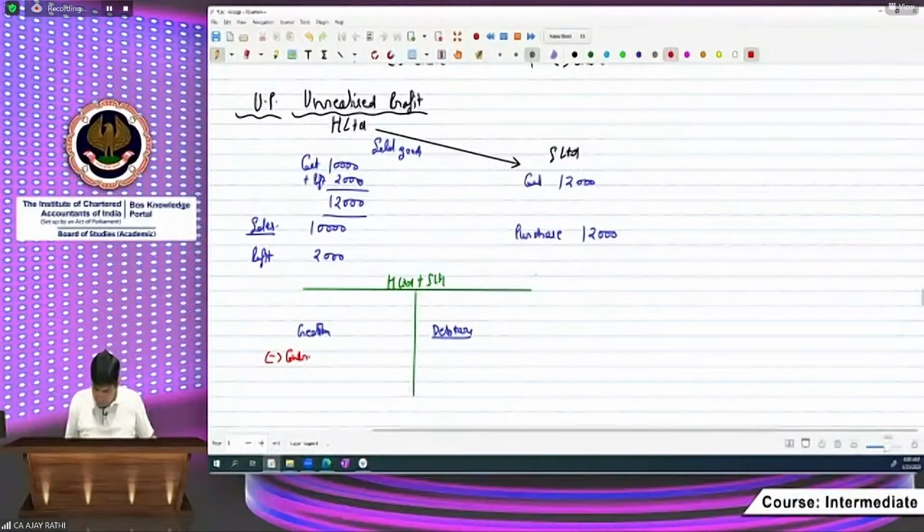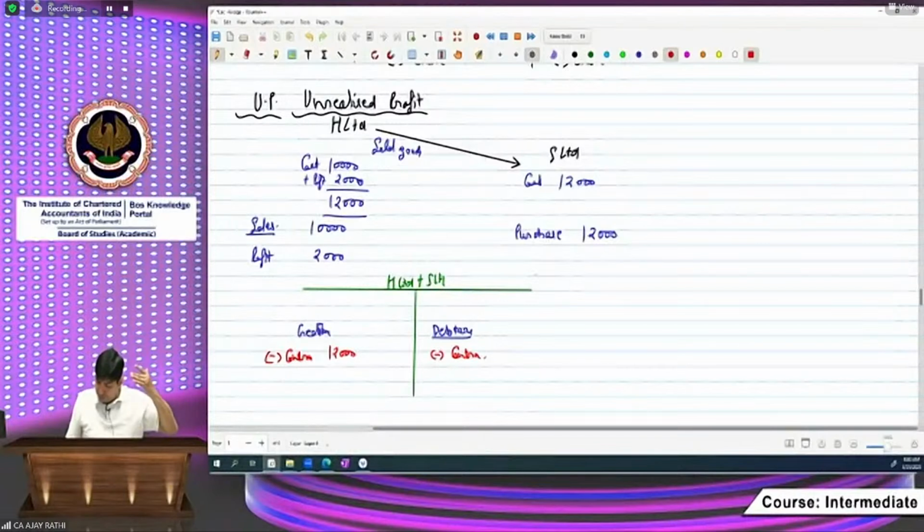Contra, because 12,000 is there, which will be called contra. After adding both the debtors and creditors of both the companies, you will be reducing 12,000, because in the balance sheet of H Limited there will be 12,000 as debtor and in the balance sheet of S Limited there will be a creditor of 12,000. So first you will be reducing the contra, debtor, creditor.